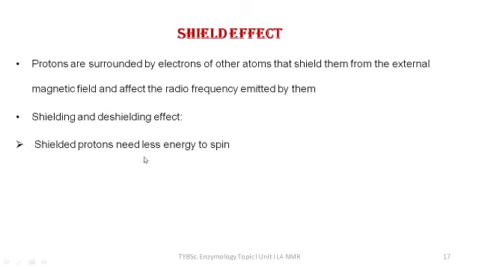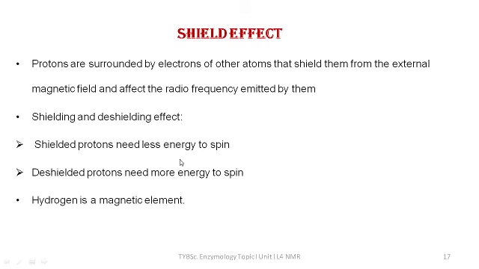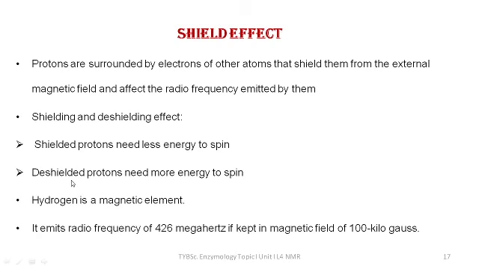So, the shielded protons thus need less energy to spin because they are shielded. They are not affected by the external magnetic field. They don't need more energy. Whereas the de-shielded protons, which are not surrounded by the electrons of other atoms, need more energy to spin.